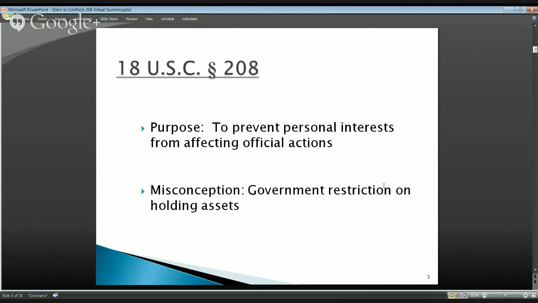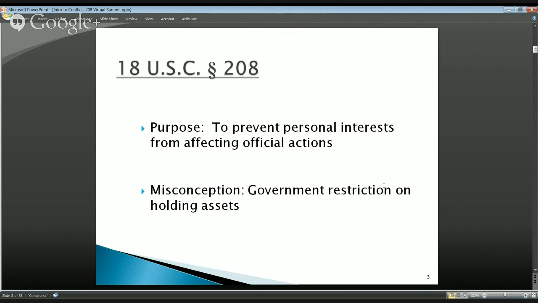So that's kind of what we're talking about when we're talking about conflicts of interest. That's right. And there is a common misconception with 18 U.S.C. Section 208 that I'd like to talk about right now. 208 does not bar the holding of any particular kind of asset or asset class. 208 does not say that you can't have stock, you can't have bonds, you can't have real estate, you can't have credit default swaps. Whatever it is that you have as a financial holding, 208 doesn't say you can't have that. What it does say is that you can't participate in any particular matter in which you have a financial interest.